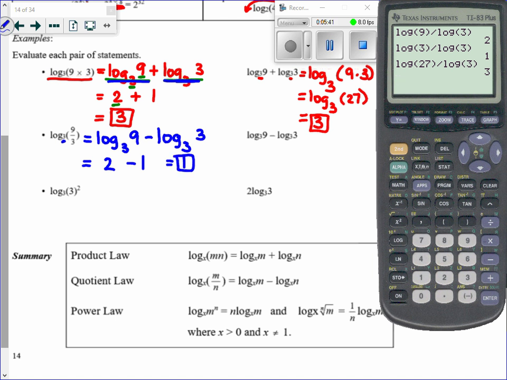Let's see if we can apply that quotient law the opposite way. We are now going to use it to combine these two separate logs into one single log. It's the exact same thing, because I noticed that both logs are in base 3 and they're being subtracted. That's the same thing as writing it this way, log in base 3 of 9 divided by 3, which is log in base 3 of 3. And we know log in base 3 of 3 because we figured it out here and here. It is 1.